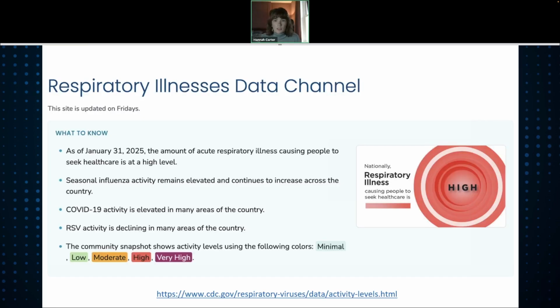Next slide. Additionally, we hope that this course can provide timely support as the current rates of acute respiratory illness causing people to seek healthcare in the US are at a high level. On the screen is a snapshot of CDC data that was updated last Friday, the 31st. We see that flu cases are increasing and COVID and RSV rates are also prevalent, pointing to the urgent need to pay attention to providing clean air in buildings, especially in schools.